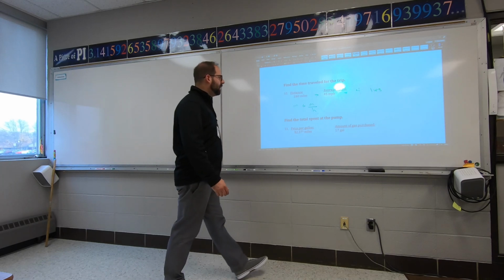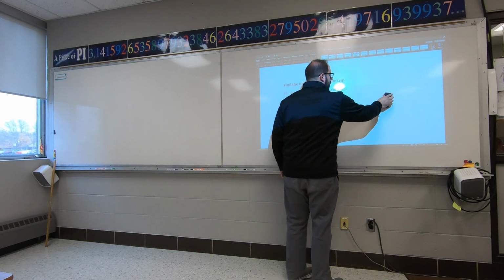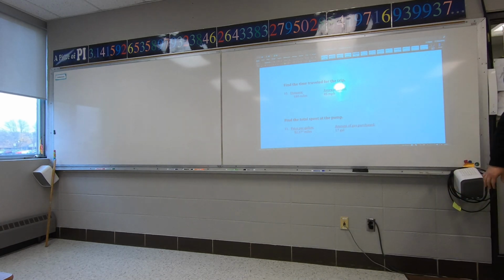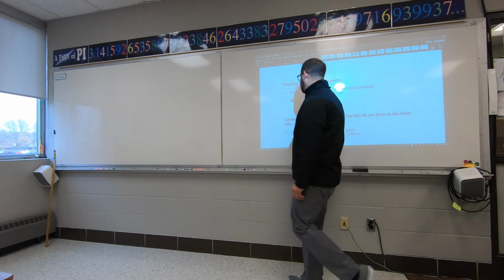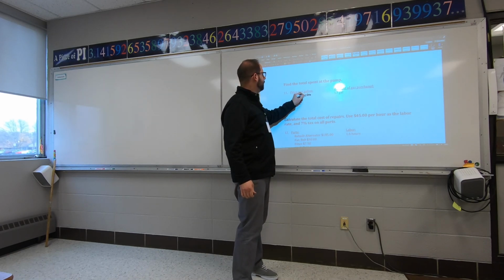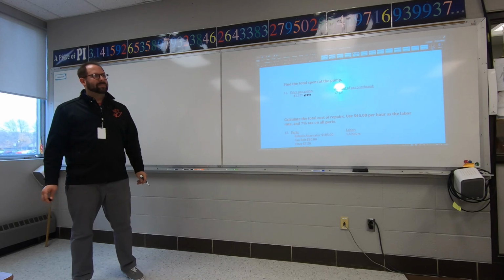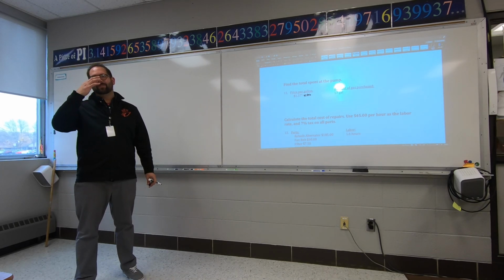Total money spent at the pump. 17 times 2.37. We have so many dollars per gallon. I don't know why I have miles written there. That's weird. That's kind of a weird typo. I didn't even catch that when I printed it.